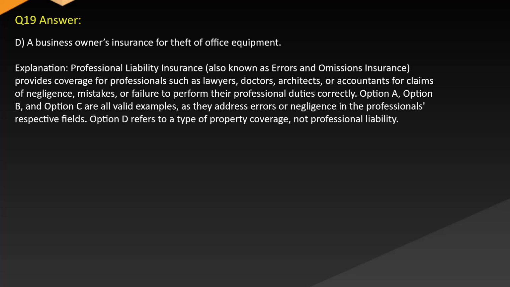Explanation: professional liability insurance, also known as errors and omissions insurance, provides coverage for professionals such as lawyers, doctors, architects, or accountants for claims of negligence, mistakes, or failure to perform their professional duties correctly. Option A, Option B, and Option C are all valid examples as they address errors or negligence in the professional's respective fields. Option D refers to a type of property coverage and not professional liability.